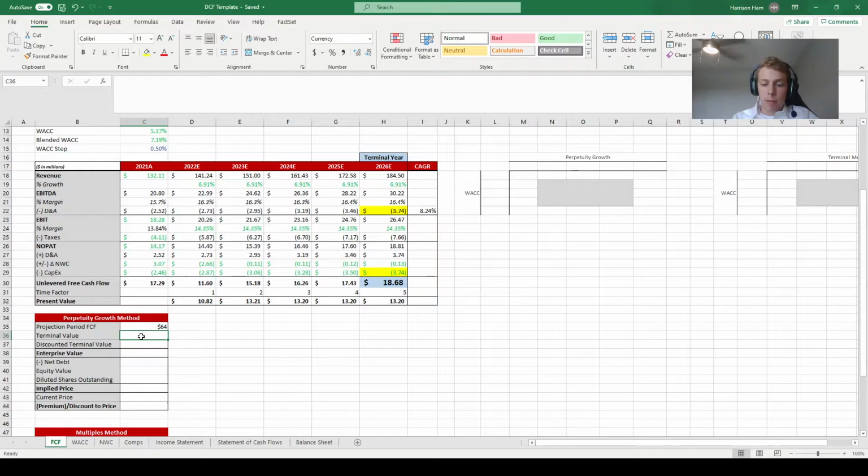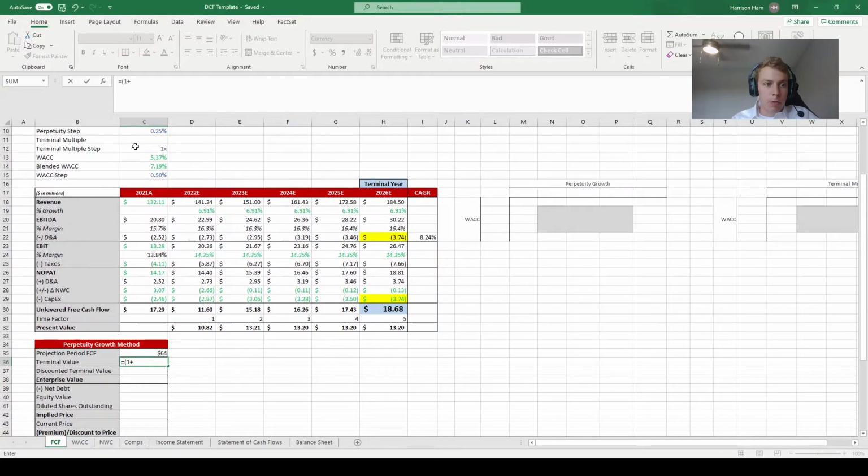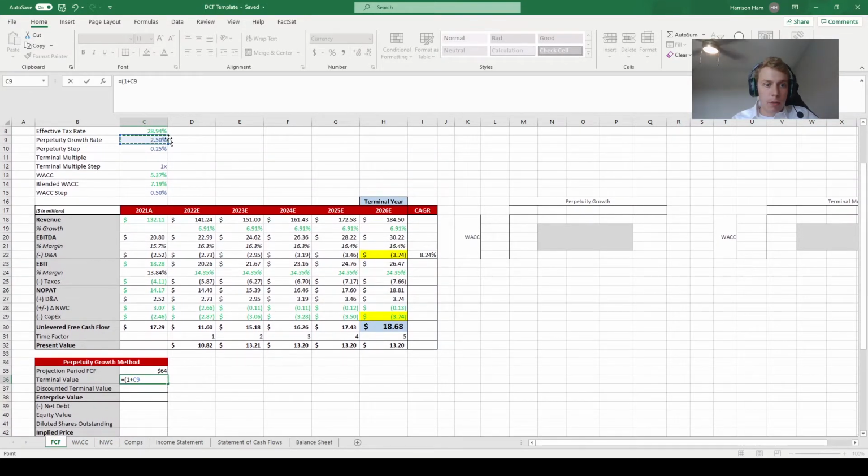So to calculate a terminal value, we use the perpetuity growth formula, which is equals parentheses 1 plus our perpetuity growth rate, which is up here, it's 2.5%, multiplied by the unlevered free cash flow in the final year, and then we divide by parentheses the blended WACC minus the perpetuity growth rate, which gets us our terminal value. But right now the terminal value is in terms of money from 5 years from now. So we need to discount that back into today's terms.